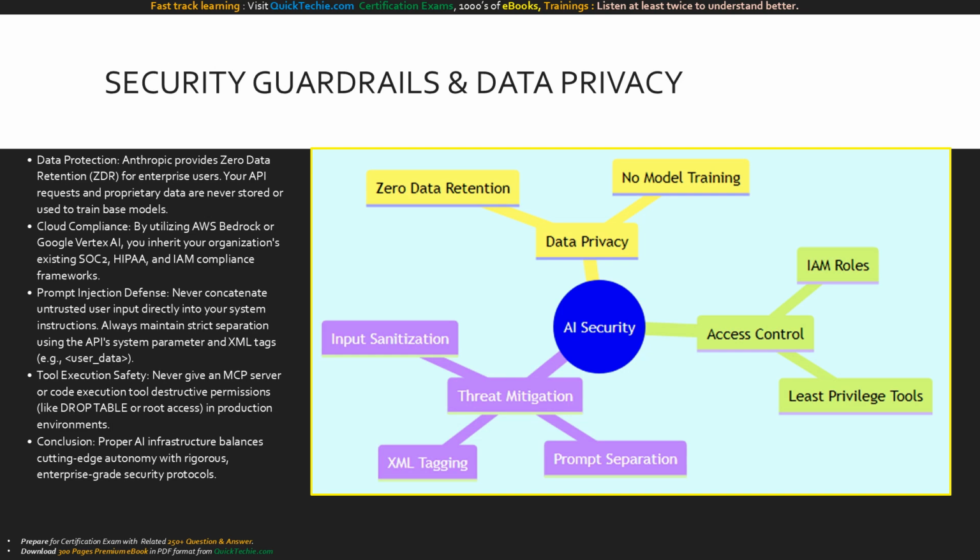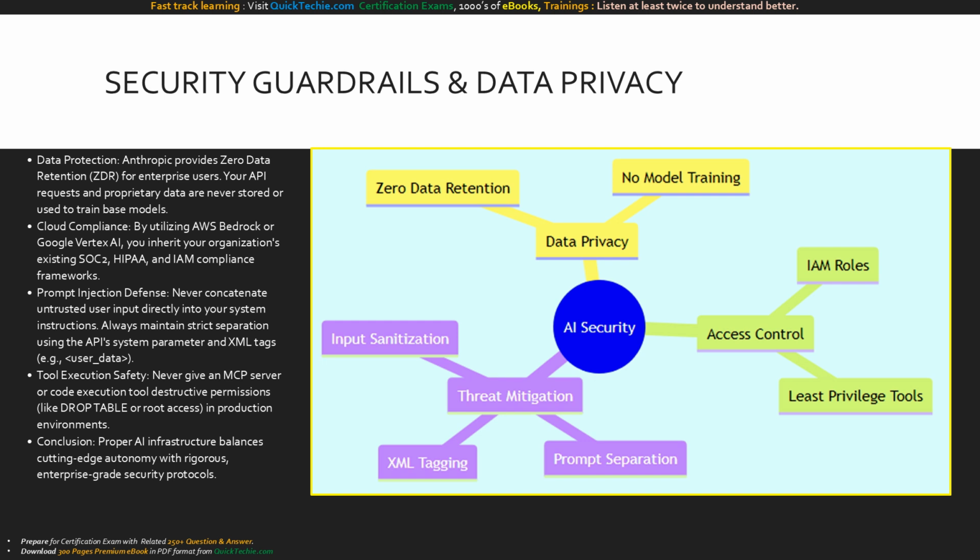As we finalize our infrastructure, we must enforce security guardrails and data privacy. The biggest concern enterprises have is data leakage. Rest assured, Anthropic provides zero data retention, ZDR, for commercial API users. Your proprietary data is never stored and never used to train their foundational models. Furthermore, if you route your traffic through AWS Bedrock or Google Vertex AI, your AI requests automatically inherit your company's existing compliance frameworks, like HIPAA or SOC 2.